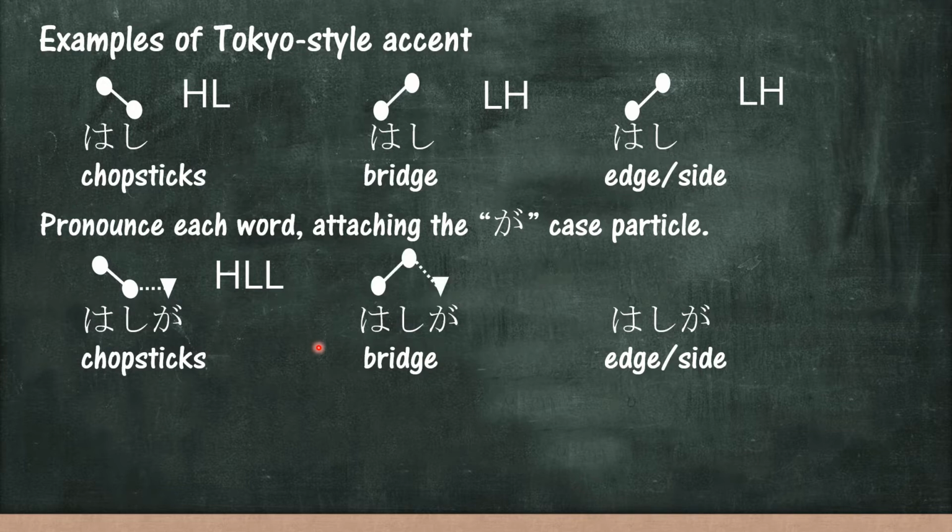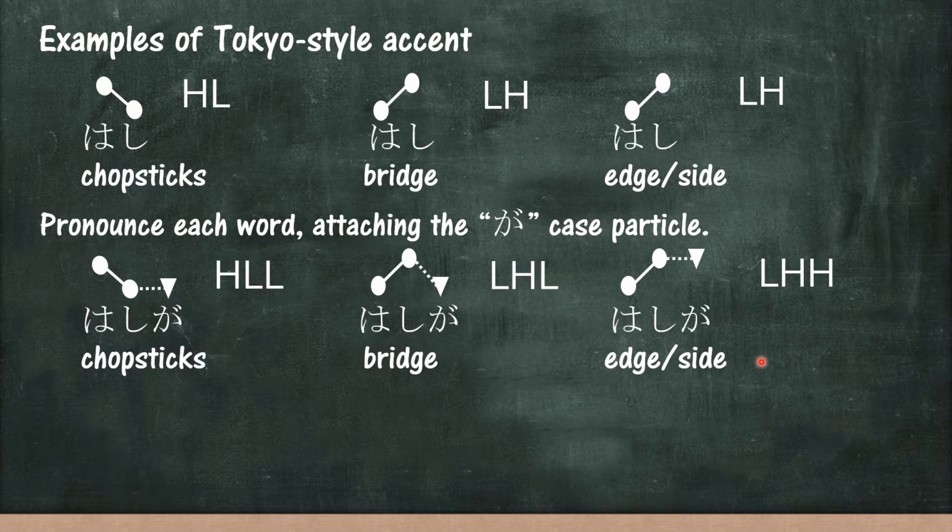And the second is bridge. Hashiga, hashiga. Low, high, low pattern. And third is edge or side. Hashiga, hashiga. Low, high, high.